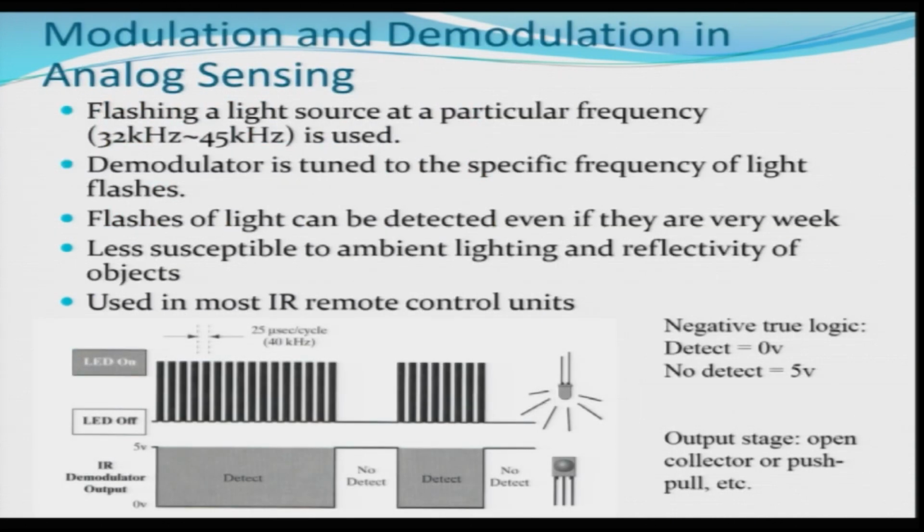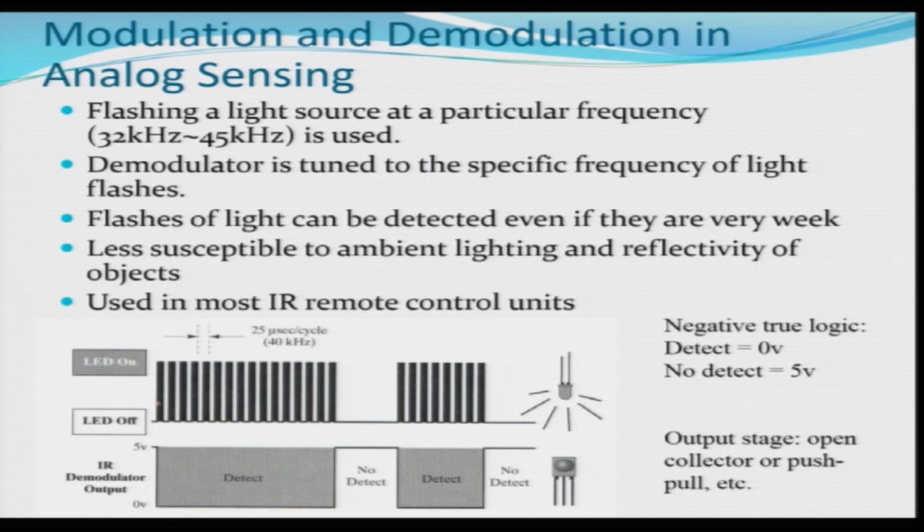Modulation and demodulation in analog sensing. Because analog sensors are used for a large range of applications, the transmitted signal needs to be modulated so that it reaches a far distance. For that purpose, a flashing light source at a particular frequency is used, and those frequencies normally vary from 32 kilohertz to 45 kilohertz. A demodulator is tuned to the specific frequency of light flashes. Flashes of light can be detected even if they are weak, and they are less susceptible to ambient lighting and reflectivity of objects. These are used in most IR remote control units.